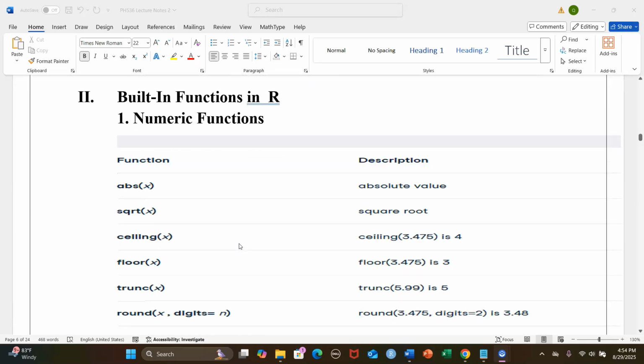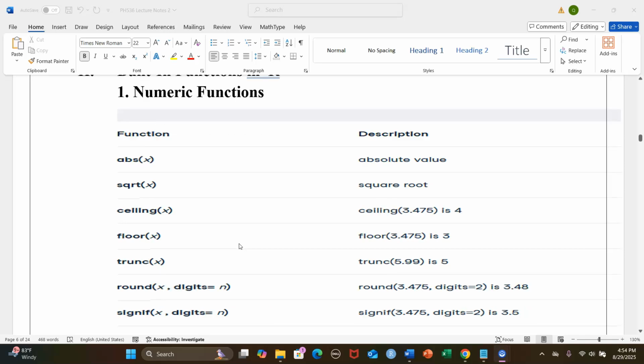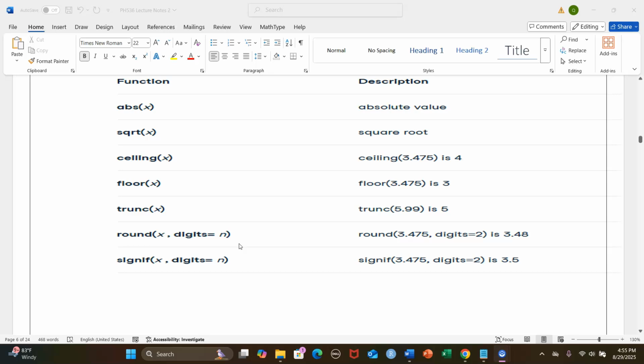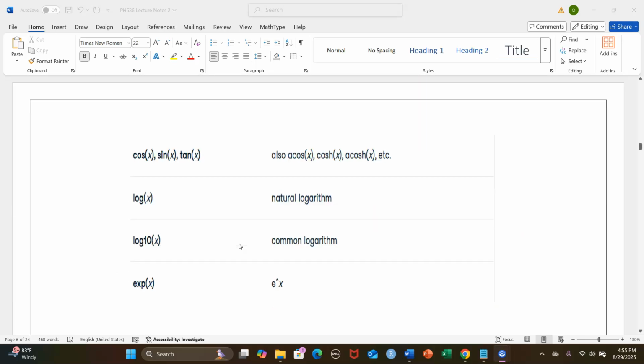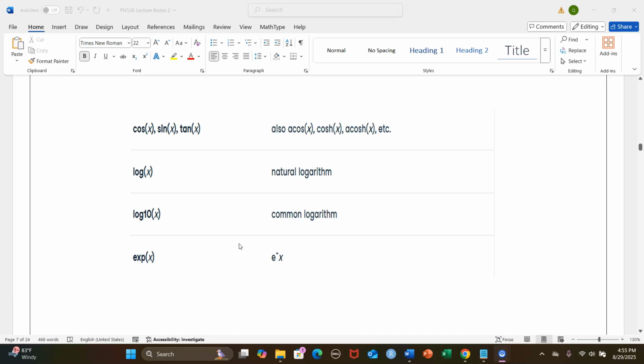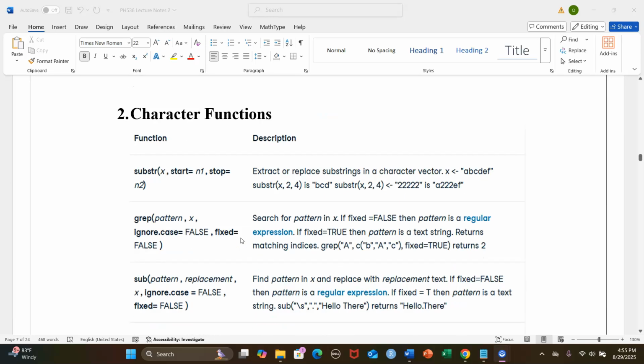Also, there are plenty of built-in functions in R. You get absolute value, square root, ceiling, floor, truncation, round, and signif. You can find out the definitions from the help file or by reading some documentation. Also, there are trigonometric functions: sine, cosine, tangent, and logarithm with base 10, exponential of x, things like that.